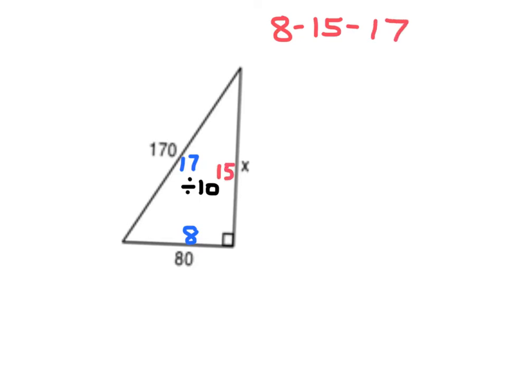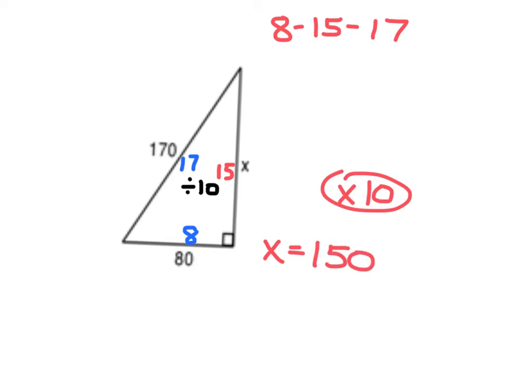Okay, I divided everything by 10 to figure out it was an 8, 15, 17. To get the side lengths, I need to multiply by 10. So 15 times 10 gives me x equals 150.